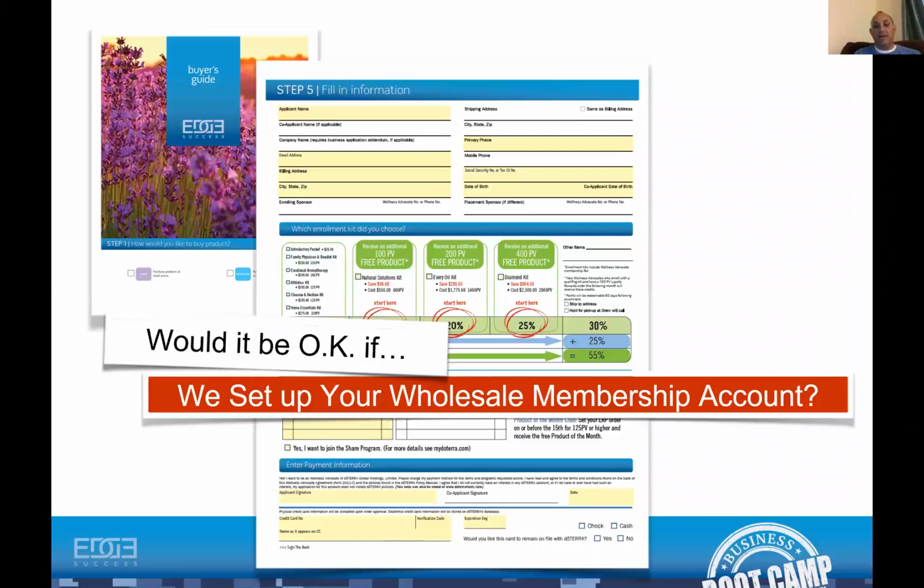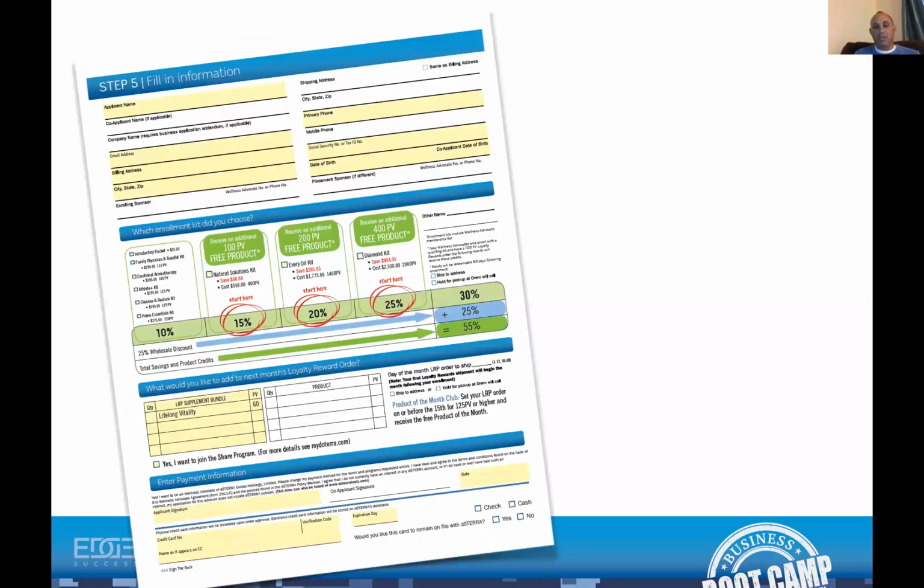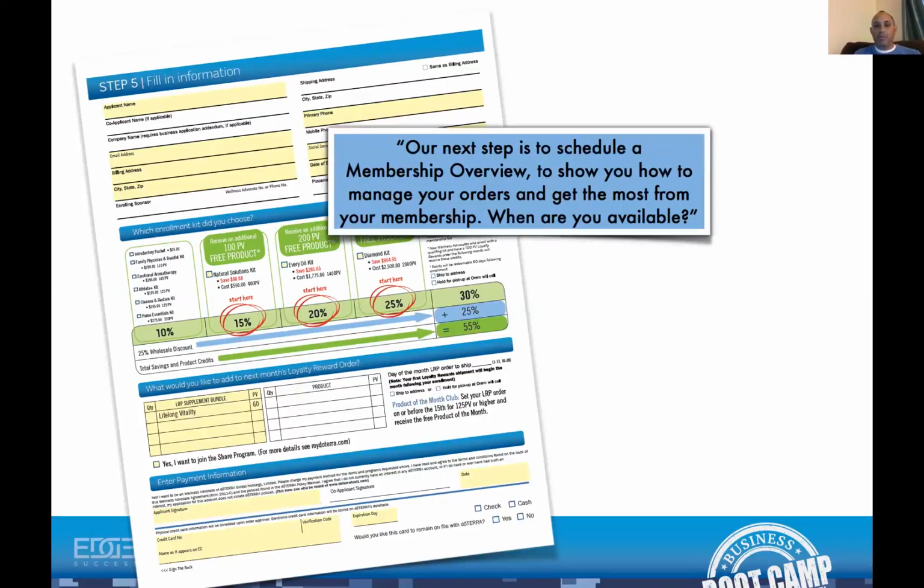As they're doing that, we have to plant the seed of this membership overview. And it looks a little like this, okay? So here's the distributor agreement. You're at that point in the process when somebody's about to enroll. And then we say something.